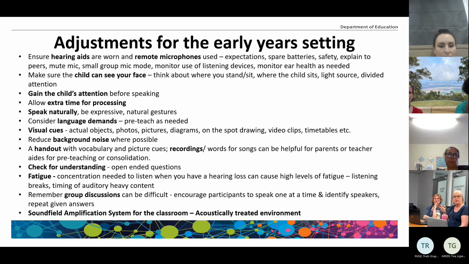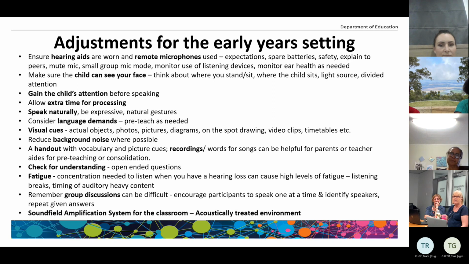If they have the remote microphone or FM, making sure you know how to mute it so that they're not listening to all the stuff that they don't need to listen to, because that just makes them even more fatigued, or that they're listening to confidential stuff. All parents need one of those. Yeah. Small group microphone mode. If you lie them down on the table, then anyone around the group they will hear, not just the teacher, but those around them.